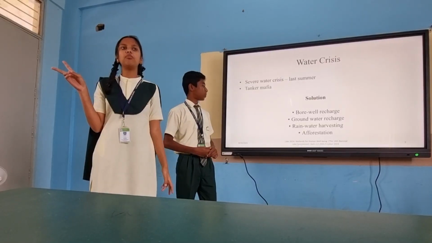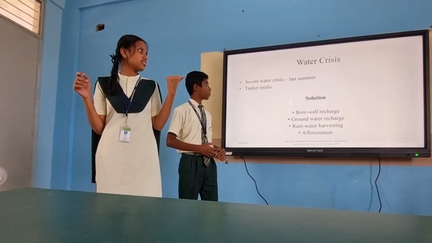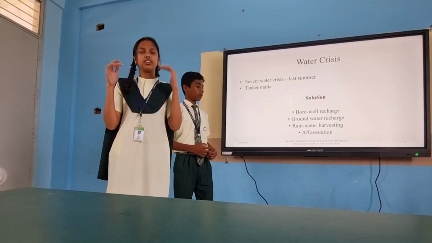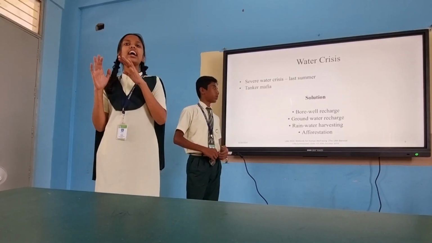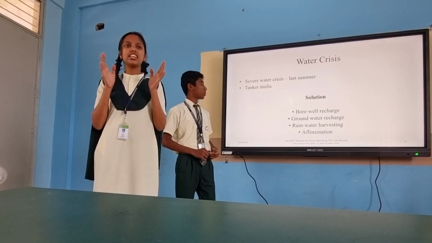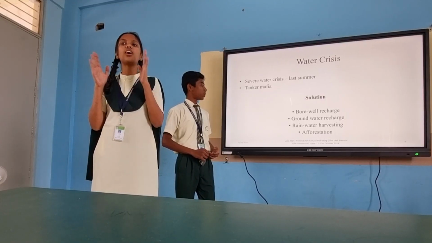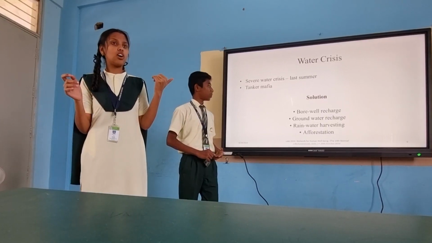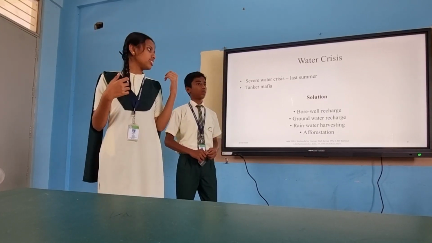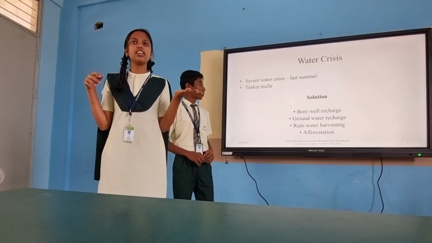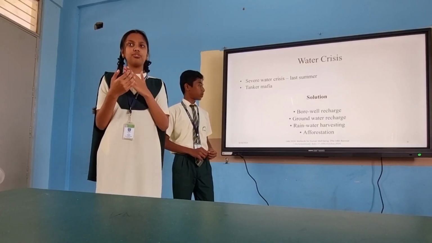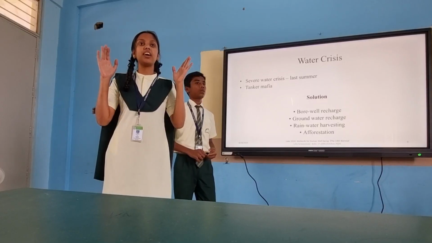And the second problem which we took up is water crisis. Bangaloreans faced a severe water crisis during last summer, and the tanker mafia played their best by charging 1,000 and more for a tractor load of 4,000 liters. To solve the water crisis, we have ideas like borewell recharge, groundwater recharge, and rainwater harvesting. For percolation of water, afforestation plays a major role.